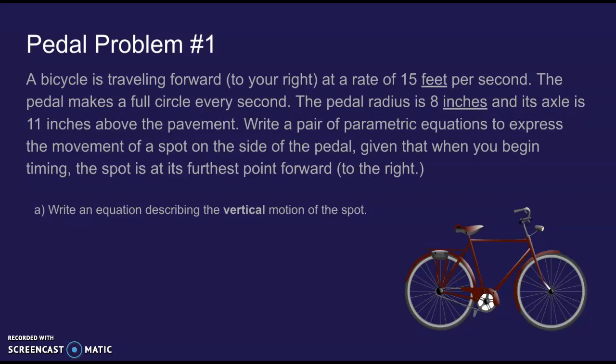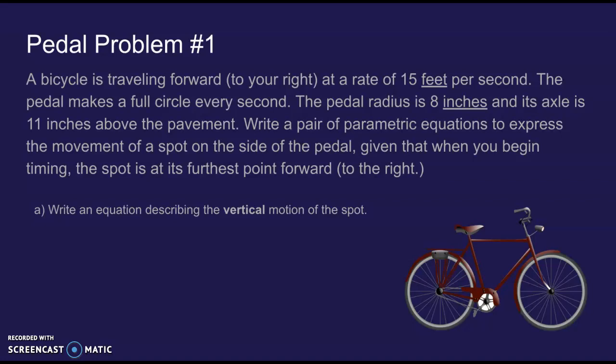And then as the bicycle moves to the right, the pedal goes down, and when it's at the bottom, it's 8 inches down from its axle. It's still 3 inches above the ground though, and it continues going around until again it's level back to the 11 inches, and then it continues going up further until it's 19 inches above the ground. And it just keeps rotating around a circle that way.